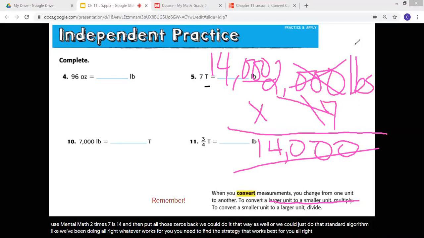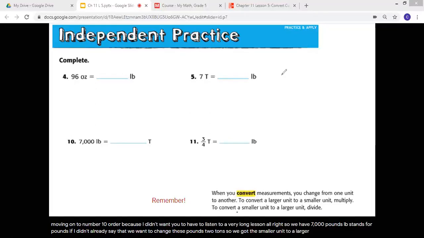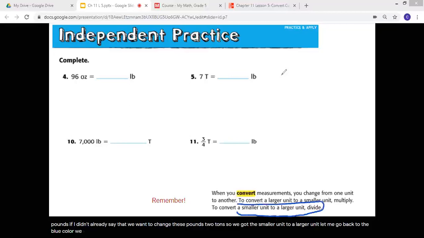All right, clearing the screen, moving on to number 10. I took these out of sequential order because I didn't want you to have to listen to a very long lesson. All right, so we have 7,000 pounds. LB stands for pounds, if I didn't already say that. We want to change these pounds to tons. So we go from the smaller unit to a larger unit. Let me go back to the blue color. We need to divide. What are we going to use to divide? 2,000.